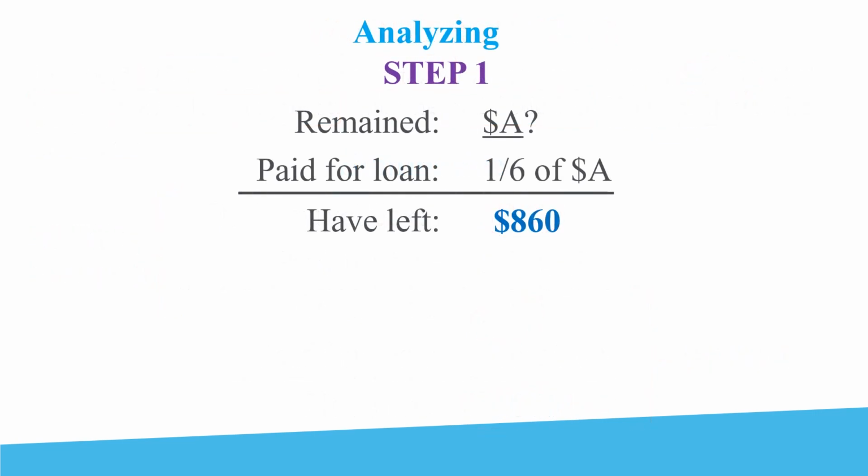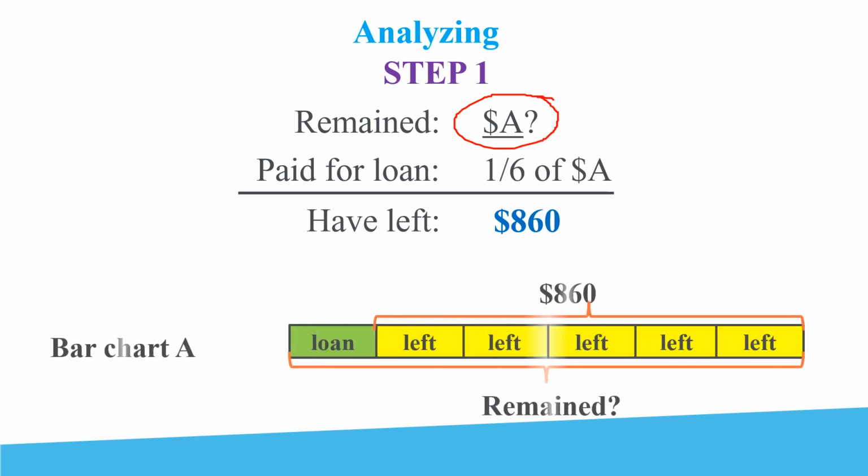Step 1. Okay, so we need to find A. How do we do that? Again, bar chart is going to help us. 860 is 1, 2, 3, 4, 5. So it is 5 boxes. But A has to be 6 boxes, right?